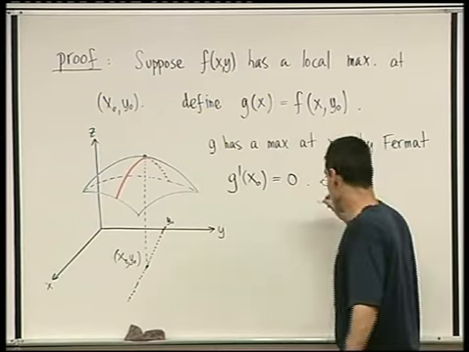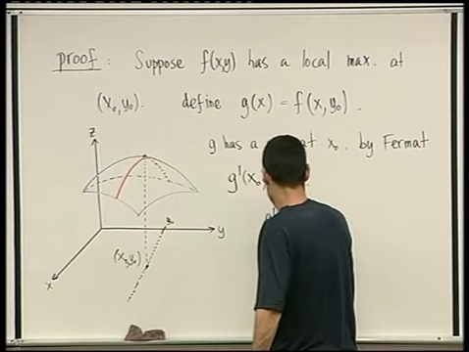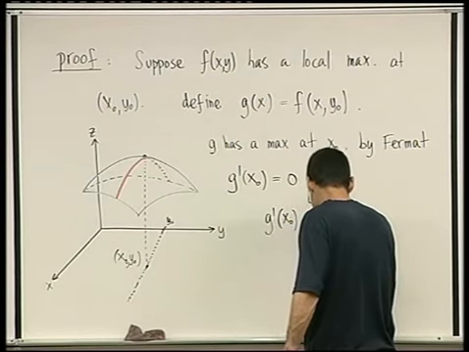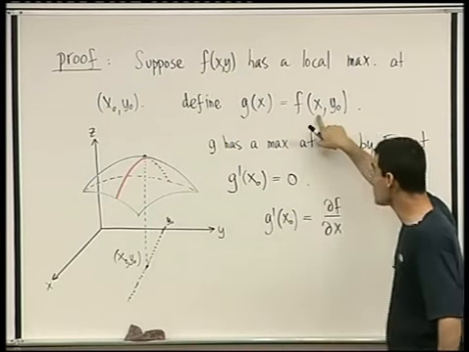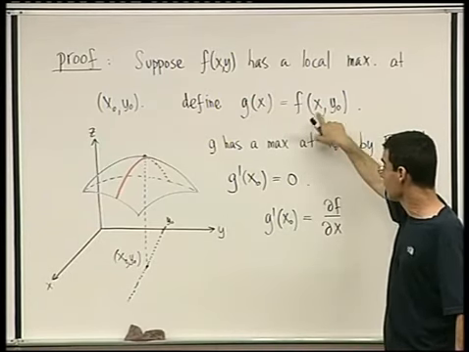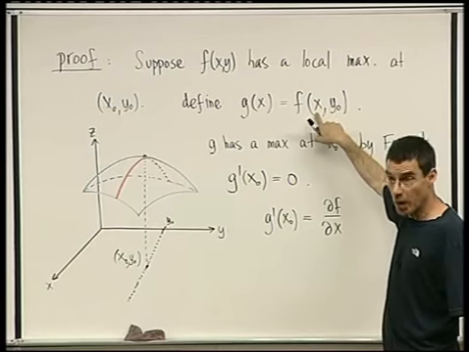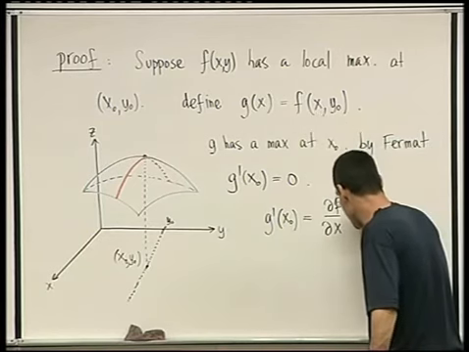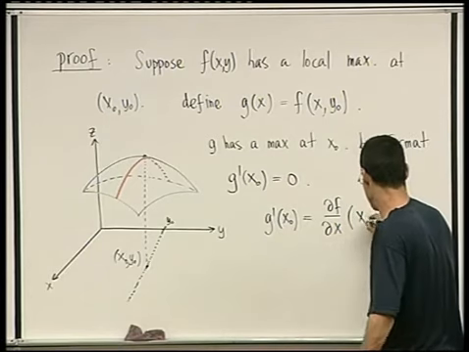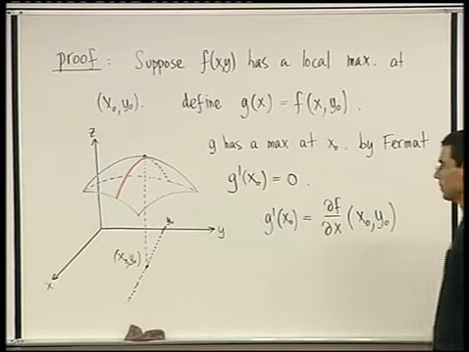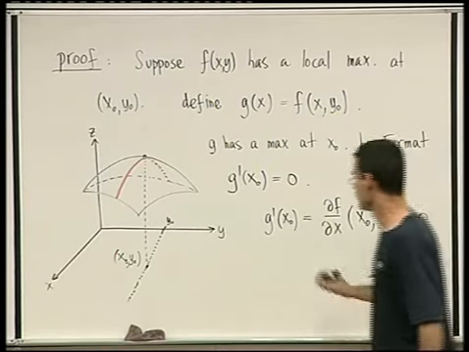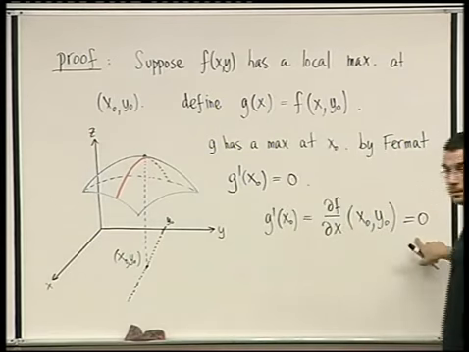Do you agree? So g prime at x0 is precisely the partial derivative of f with respect to x times the inner derivative, right? This is a composition. So what's the inner derivative here? 1. So it's precisely df to dx at x, y0, and evaluated at x0, it's precisely this. And it equals 0. Good?